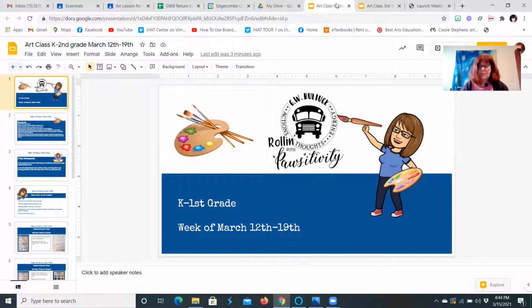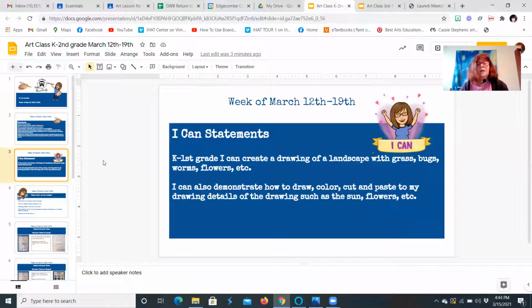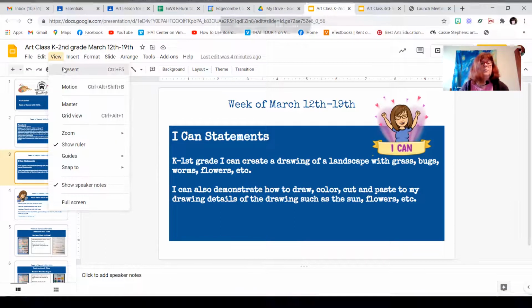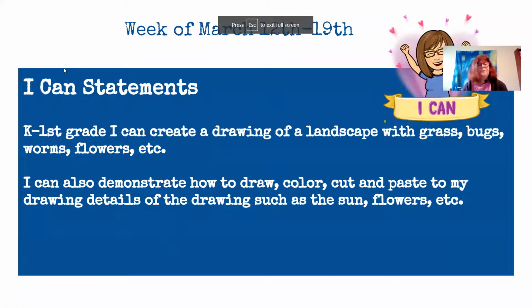This is for the week of the 12th through the 19th. And our I can statements this week, let me get this up a little bit larger so we can see. I can create a drawing of a landscape with grass, bugs, worms, flowers, or whatever you would find outside. And I can also demonstrate how to draw, color, cut, and paste details to my drawing, such as the sun, the flowers, or whatever we would find outside.